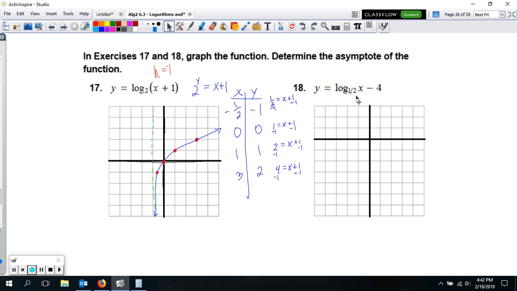On this next one, the first thing we're seeing here, what would the h number be? Well, it's not going to be -4 or even +4. It has nothing to do with 4 because it is where the x is.